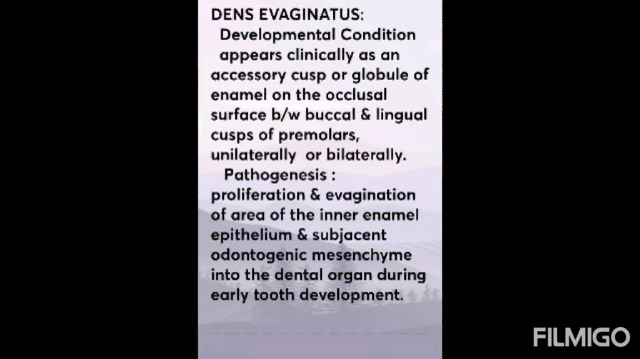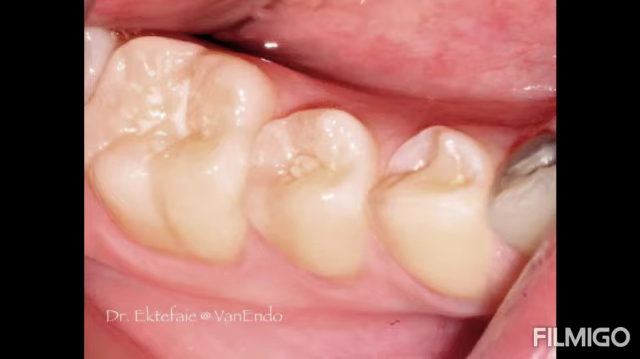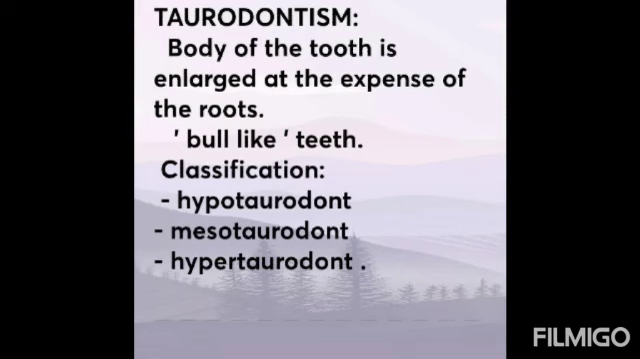So it has been considered to be the antithesis of the mechanism of development of dens invaginatus. This picture shows a second premolar having the globule between the buccal and lingual cusp. It is the dens evaginatus.